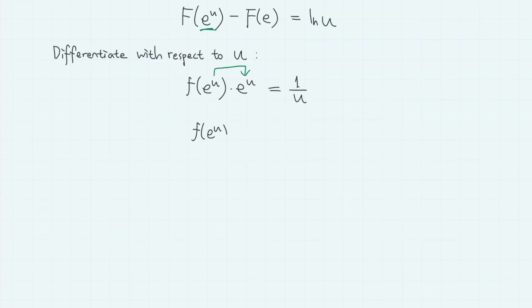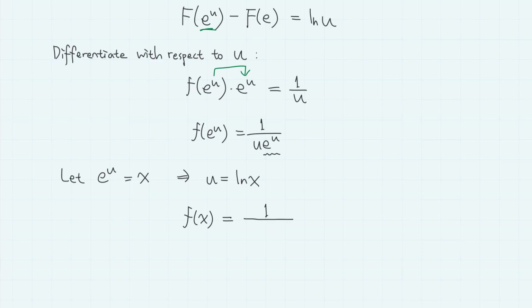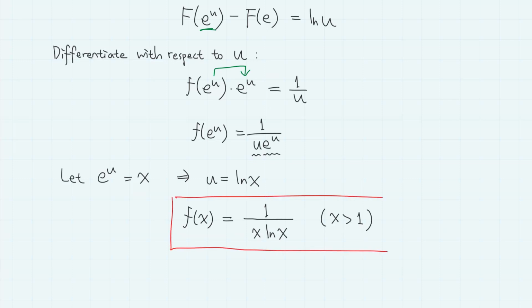Therefore, we have f of e to the power of u equals 1 over u times e to the power of u. So this time, we let e to the power of u be x. Then u equals ln x. So we have f(x) equals 1 over x ln x, and it is given in the problem that f(x) is defined only on x greater than 1, since the given integral relation is only able to cover this region. So this is our final expression for f(x).